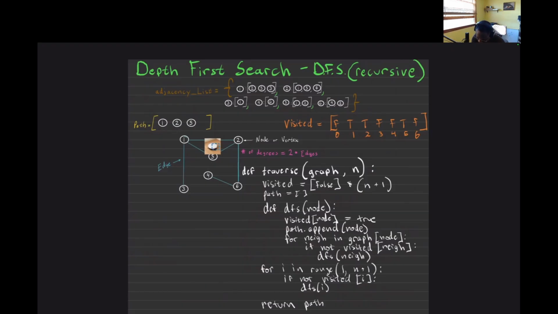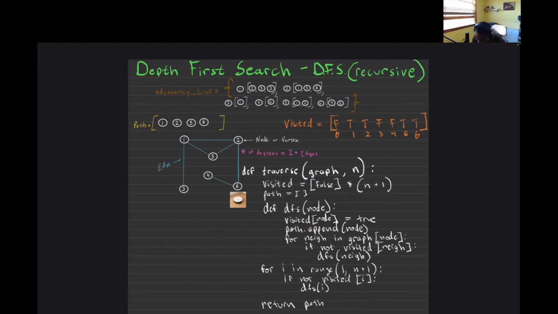What called 5? Remember, it was 2. Back at 2. What was 2's next? Well, 2 had 1, but it's already visited. 5 is already visited. 6 is not visited, right? It's false. So we call DFS with 6 in there. So then we go to 6. We go there. And we have to mark it as true, right? Because we were here. And we append 6 to our path now.